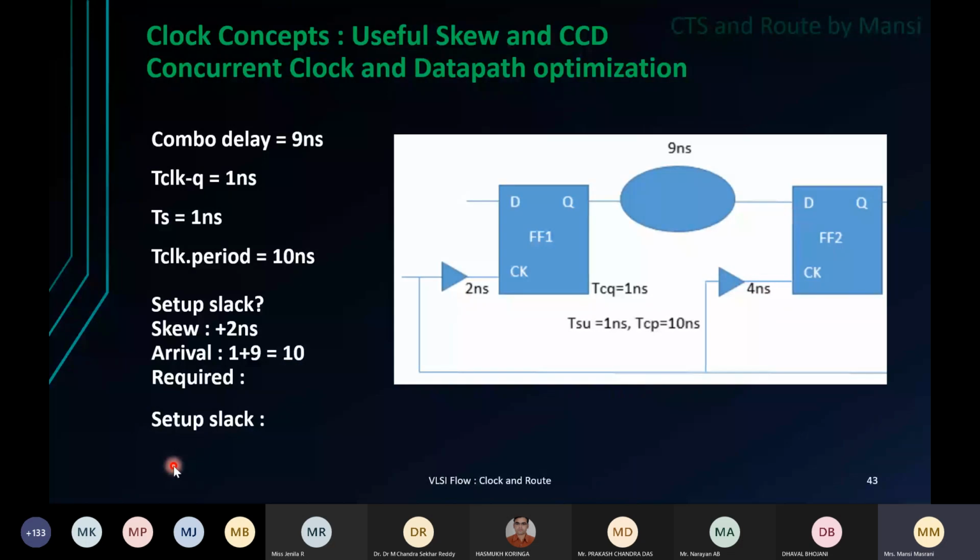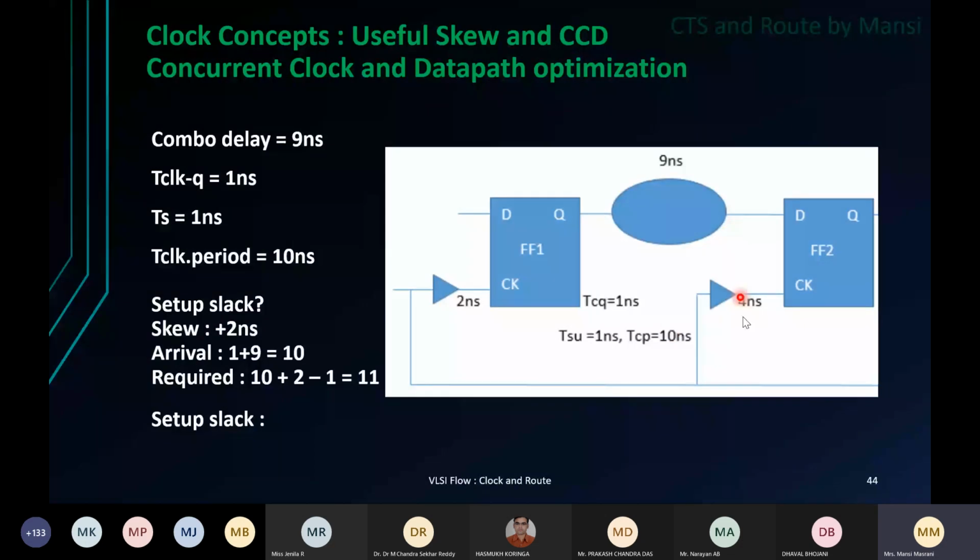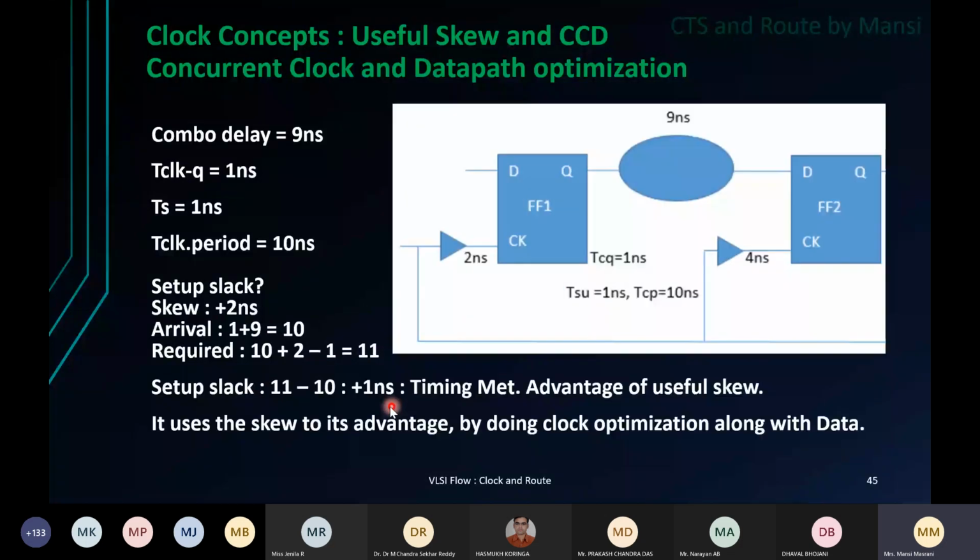Now what is the required time? My required time will have this additional 2 nanoseconds added because my capture is coming late. I'm using that skew to my advantage. Earlier we didn't have this 2 over there. Instead of 9 nanoseconds, it is 11 nanoseconds. Because of that, my setup slack became plus 1 nanosecond and I met the timing. So that is called useful skew.